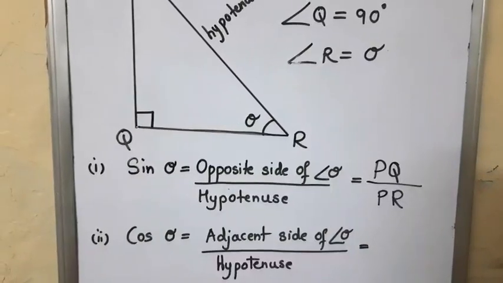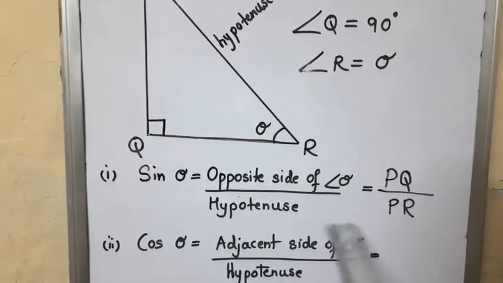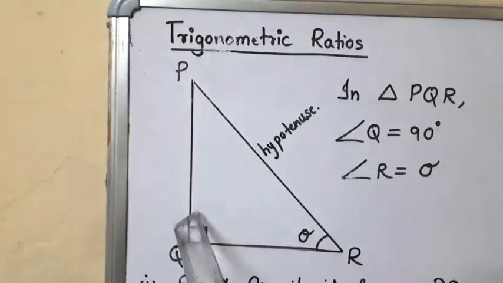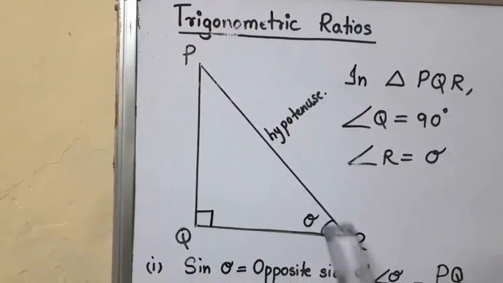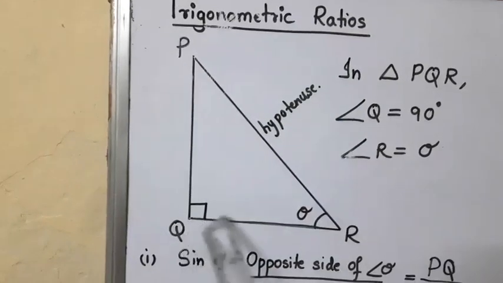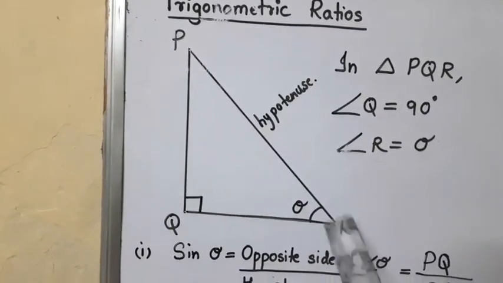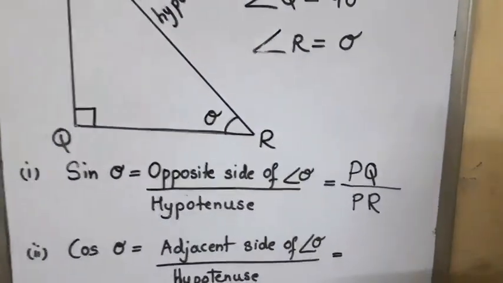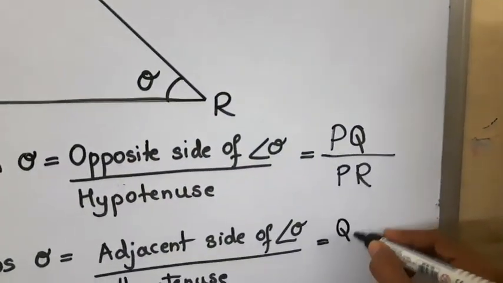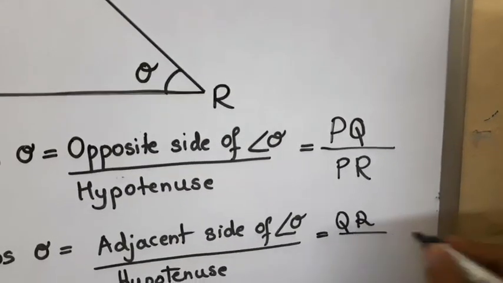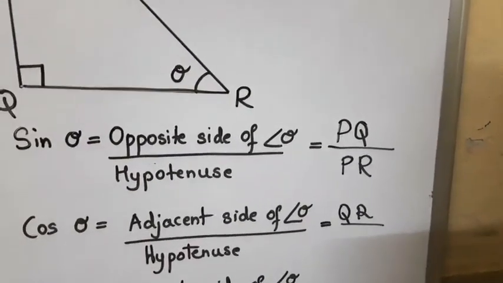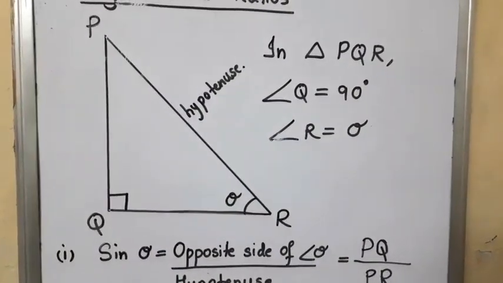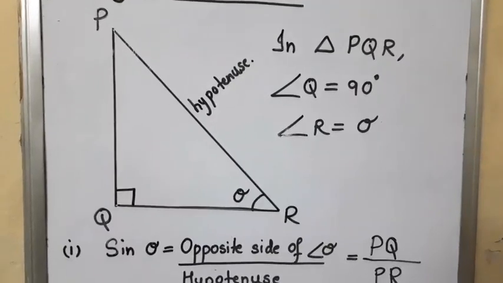In the same way, we will see cos theta, adjacent side of angle theta. Now you know PQ is the opposite side of angle theta. This is the hypotenuse. Therefore, QR should be the adjacent side of theta. Therefore, here we will write QR upon hypotenuse, which is again the same thing, that is PR. Hypotenuse never changes. It remains the same.